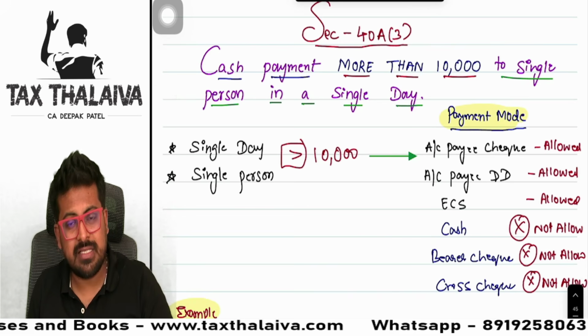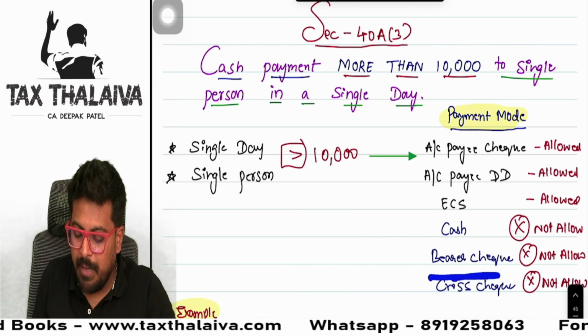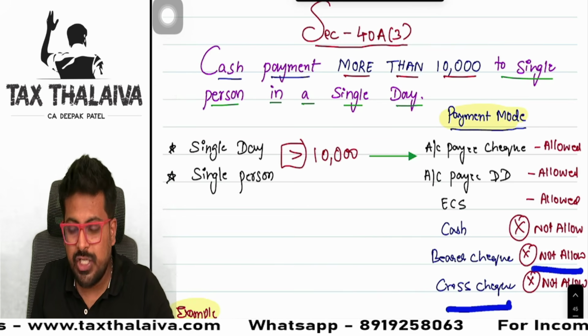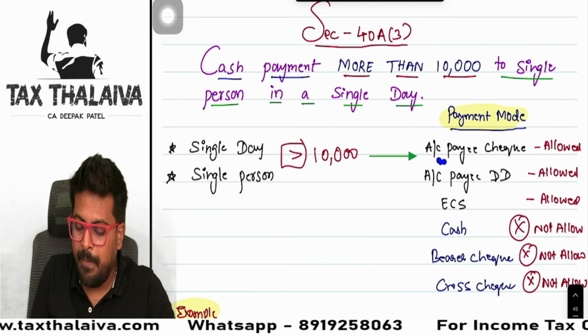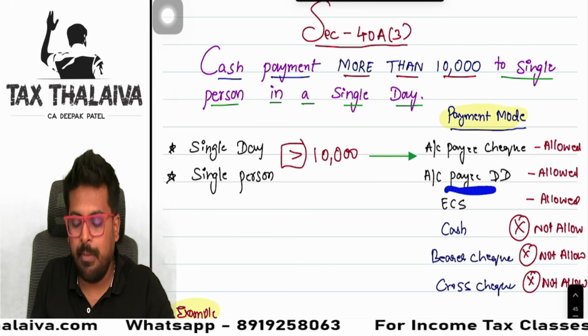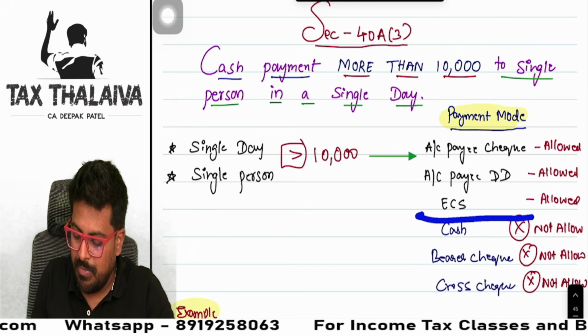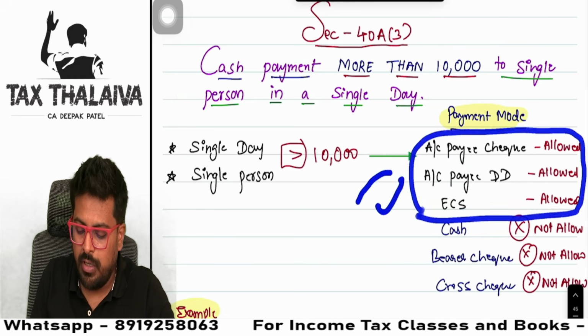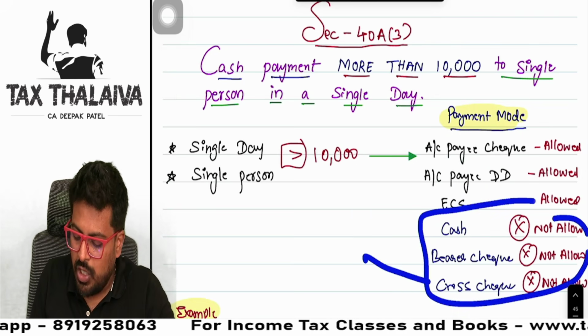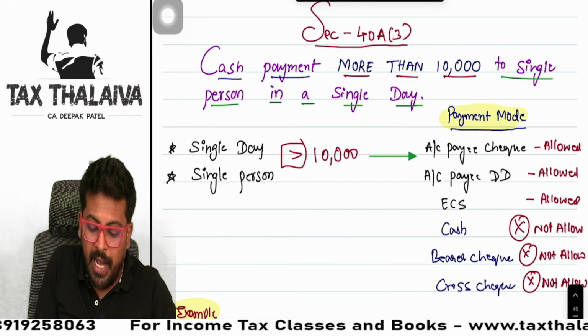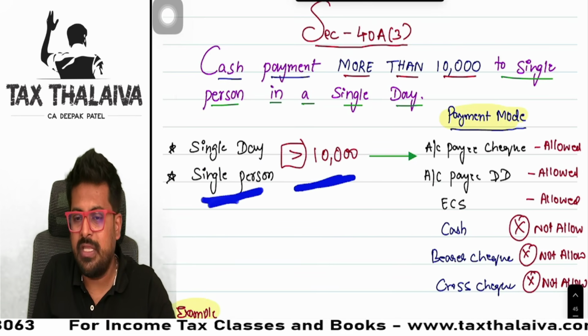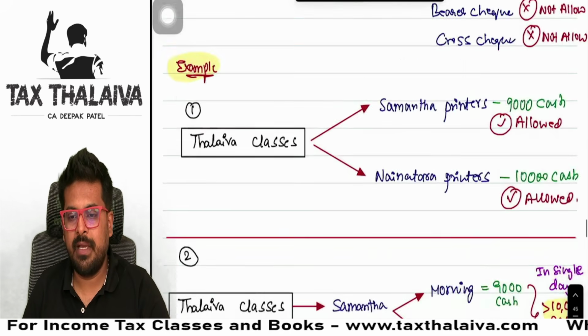Sir, is only cash covered? Sir, if I make payment by bearer cheque, not allowed. Crossed cheque, not allowed. But you have to make payment by account payee cheque, account payee demand draft or electronic clearing system. These three are allowed, but the others are not allowed. Mind you, in a single day to a single person more than 10,000. We will take some examples.